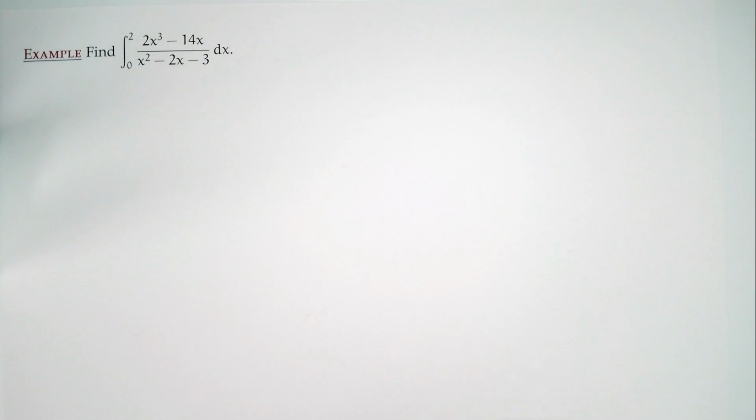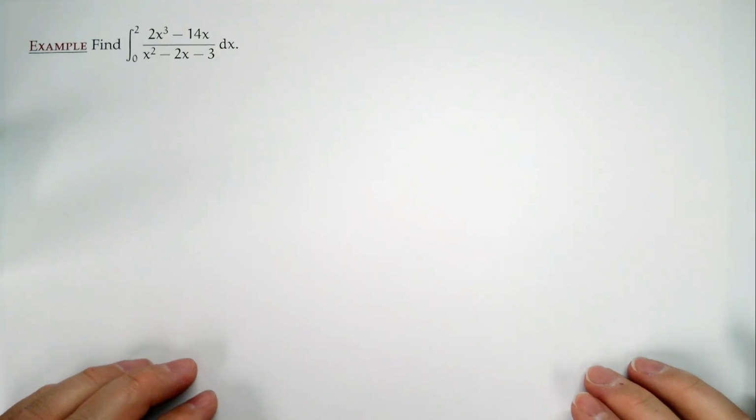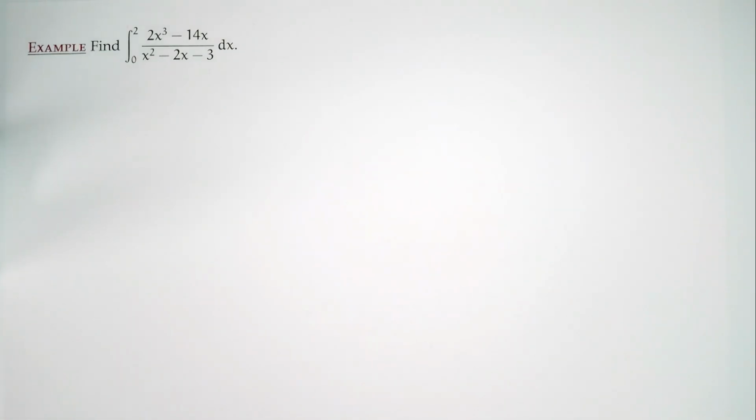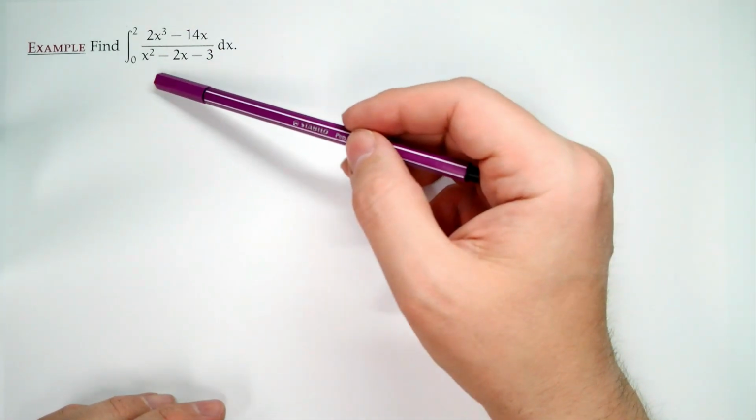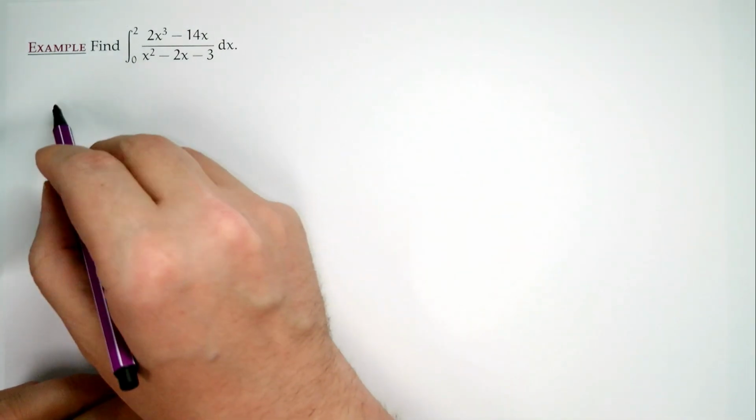All right, final one, cool down problem. What's our cool down going to be? Integrate 0 to 2, 2x cubed minus 14x over x squared minus 2x minus 3. So this lets us really test our partial fraction skills. Polynomial over polynomial. First step, we check our degrees. 2 is less than 3, so we need to do a long division.